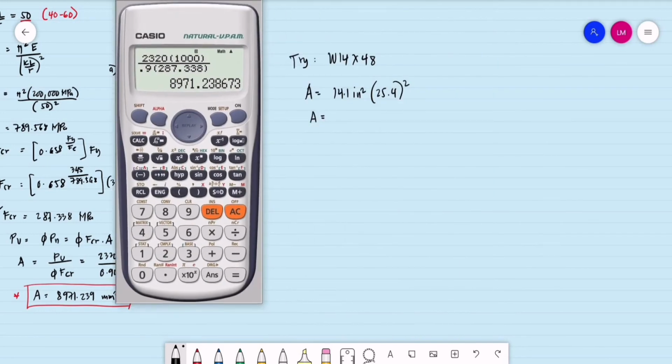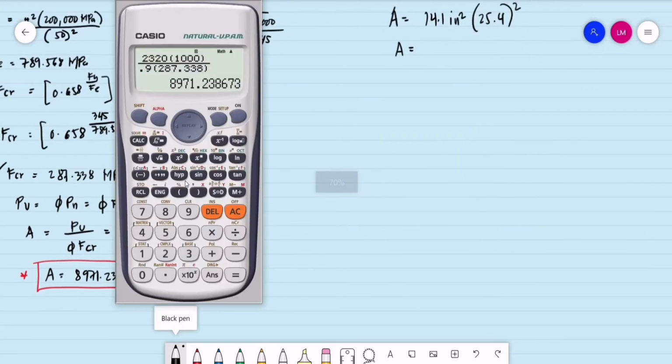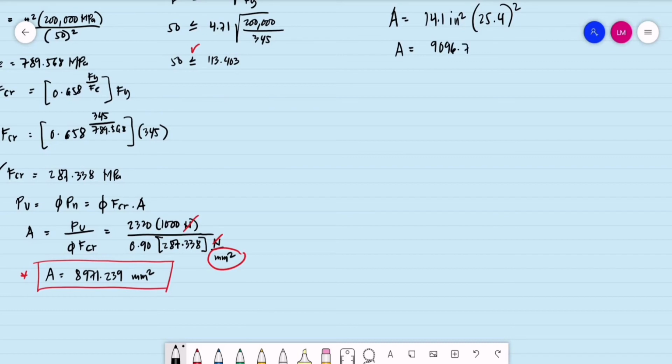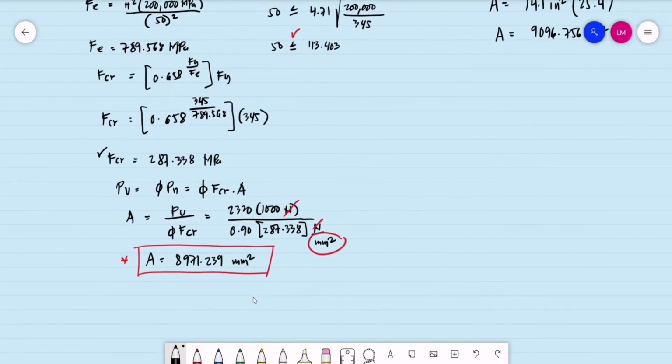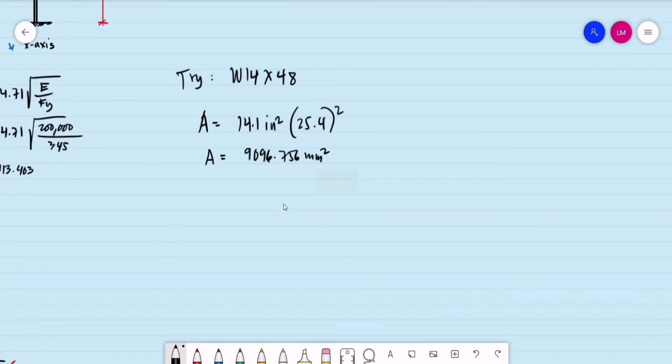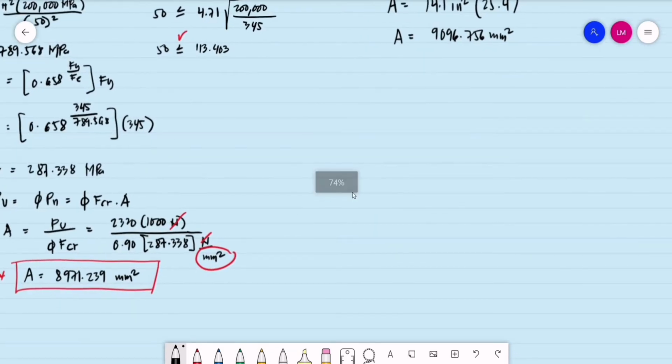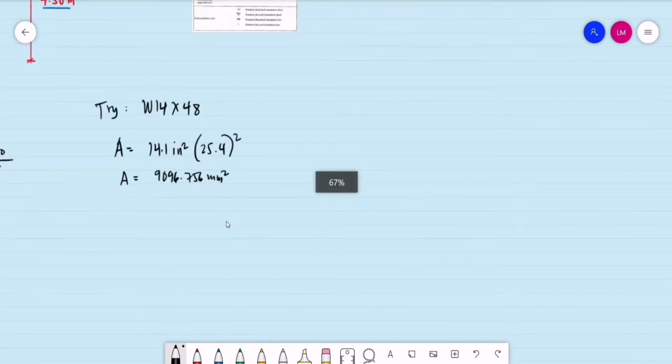So do we have a value greater than or equal to this required area? So this is 14.1 multiplied by 25.4 squared. That's 9,096.756 square millimeters. Again, we are looking for a section with an area equal to this value or greater. Since this is greater than 8,971 and it is a close value to this one, let us try this section.